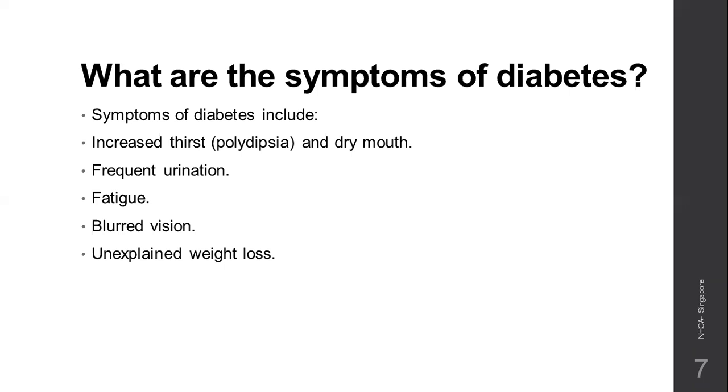Then we have unexplained weight loss. Since energy from the glucose is not getting produced, the body has to use some other means for energy, and the other means is your fat. The body fat that you have will be used up for energy. So that leads to unexplained weight loss. Your body is using up fat for energy, and you will lose your body fat, and that's how your weight loss happens.